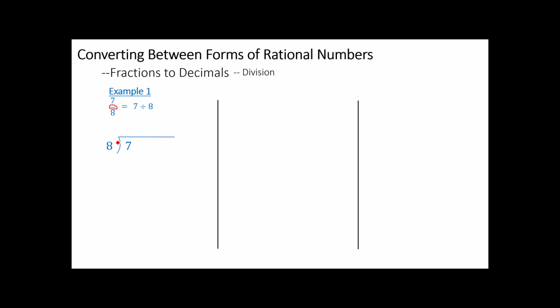Instead, I'm just going to ask myself, how many times can 8 go into a 7? Well, 8 can't go into 7 because 8 is bigger than 7 is. Therefore, I'm going to say it goes in 0 times.